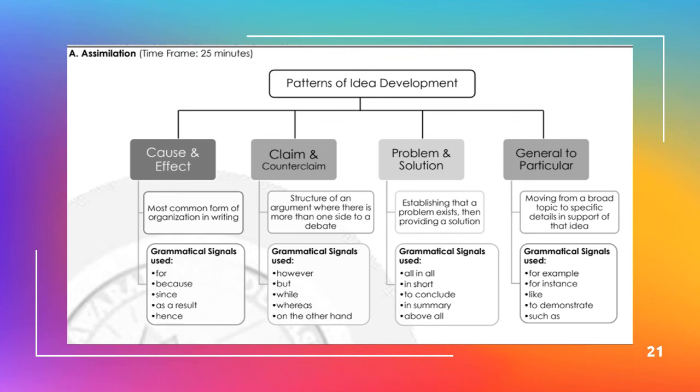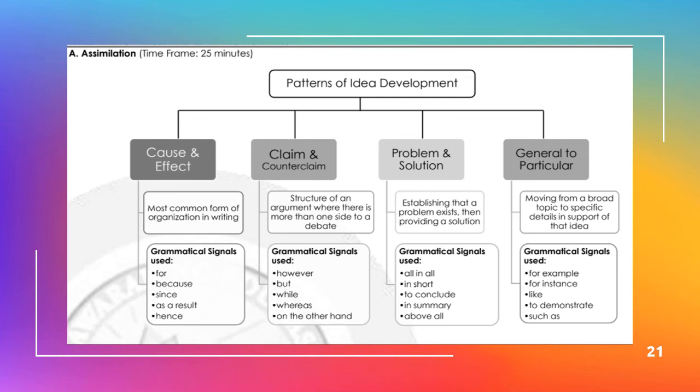So the grammatical signals that we use are for, because, since, as a result, and hence. So these are just some of the grammatical signals used. So if you want to have the complete list of grammatical signals, you can go back to the slides that I sent to your GC. Okay, so there you can see the complete list of grammatical signals used for cause and effects.